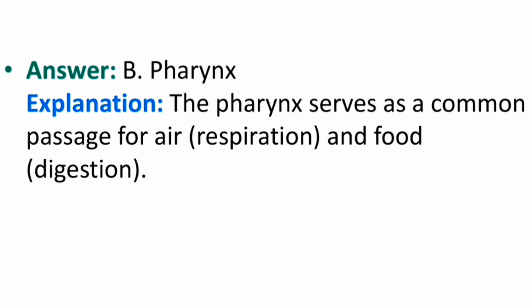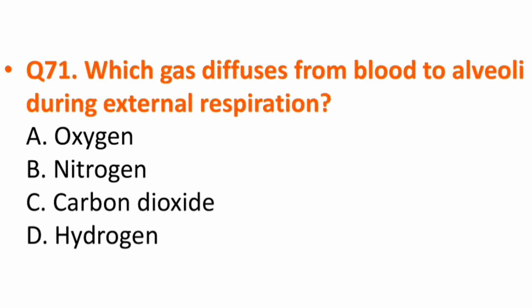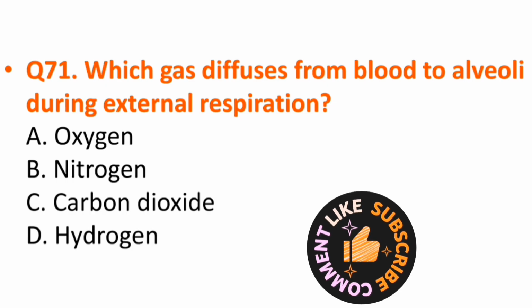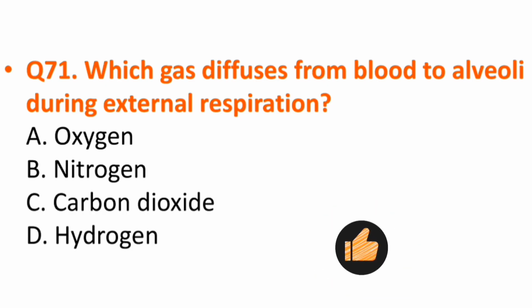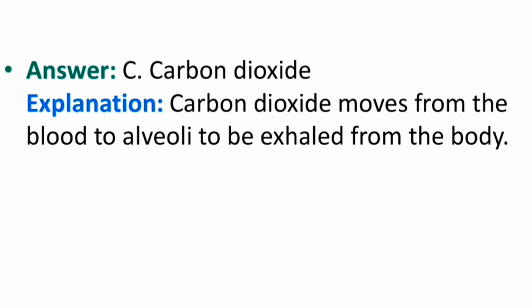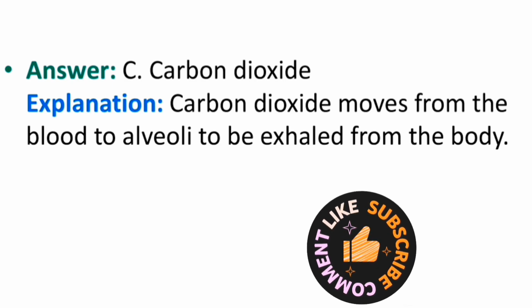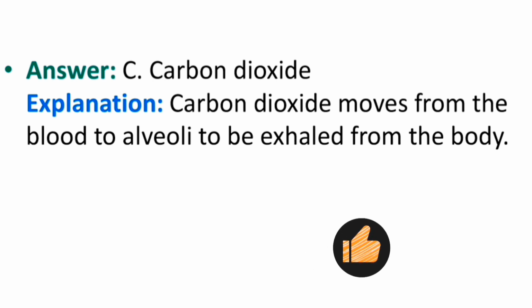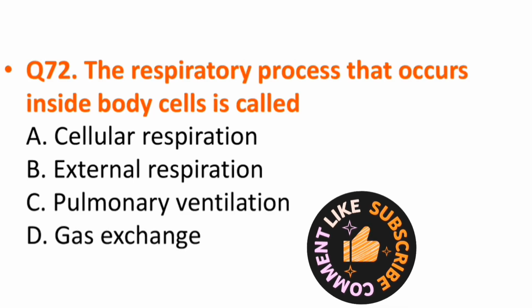The next question. Which gas diffuses from blood to alveoli during external respiration? Option A, oxygen, option B, nitrogen, option C, carbon dioxide, option D, hydrogen. The correct answer is option C, carbon dioxide. Carbon dioxide moves from the blood to alveoli to be exhaled from the body.